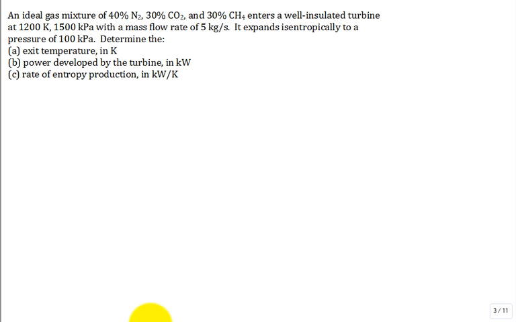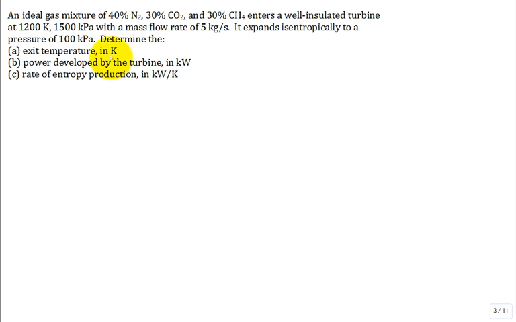So what do we have? We have an ideal gas mixture. It consists of 40% nitrogen, 30% carbon dioxide, and 30% methane. It enters a well-insulated turbine. The temperature that it enters at is 1200 Kelvin, pressure 1500 kilopascal, with a given mass flow rate of 5 kilograms per second. It expands isentropically through the turbine to a pressure of 100 kilopascal.